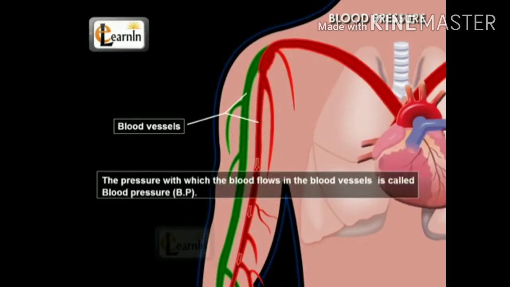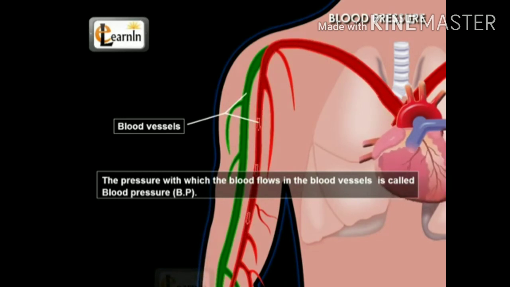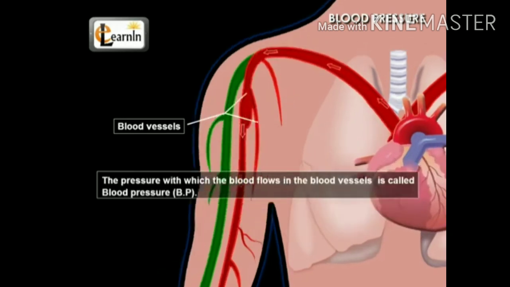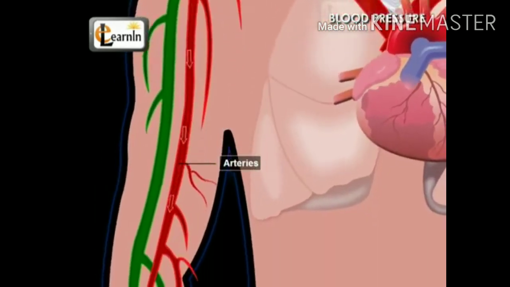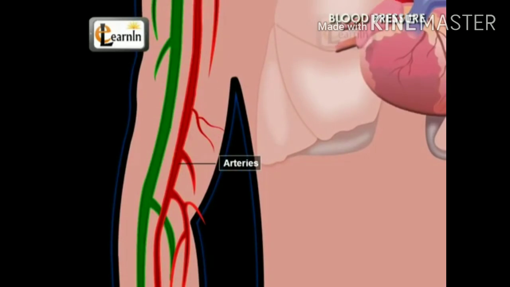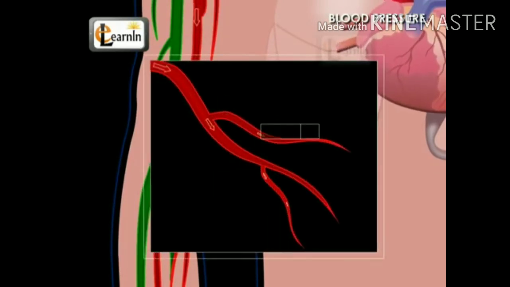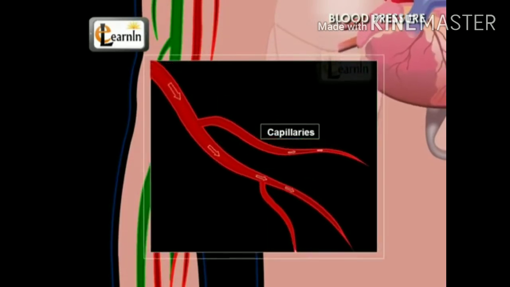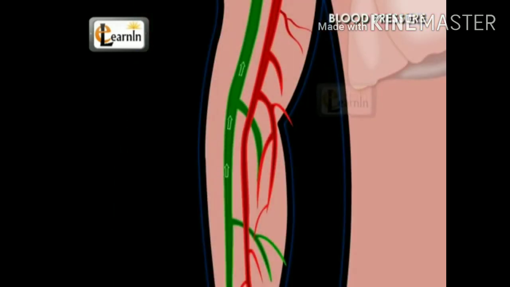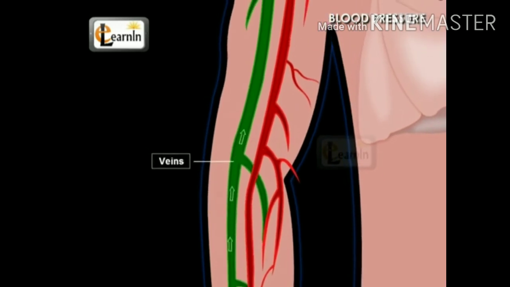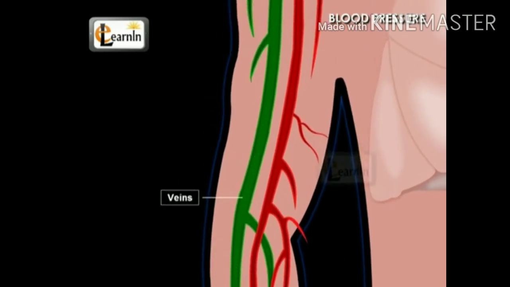The pressure with which the blood flows in the blood vessels is called the blood pressure, usually called BP. Arteries receive blood from the heart, so blood pressure is higher in the arteries. The blood pressure gradually decreases as blood flows into capillaries. When this blood is collected into veins, blood pressure is greatly reduced. So, blood pressure is less in the veins when compared to the arteries.